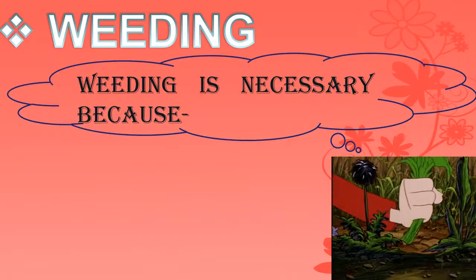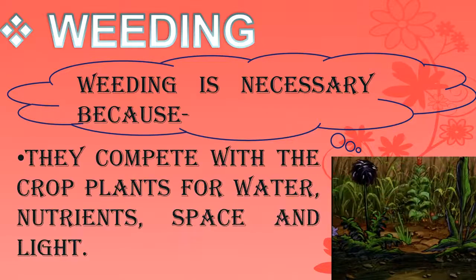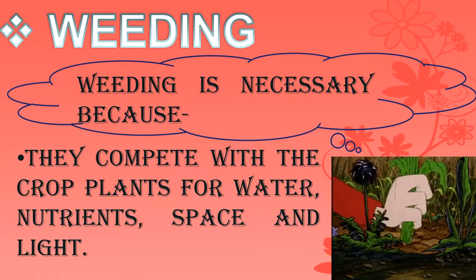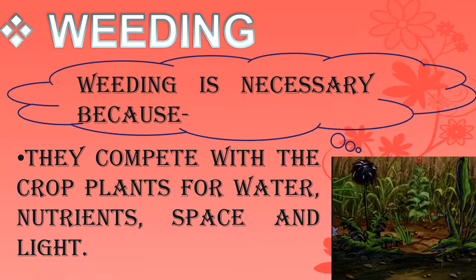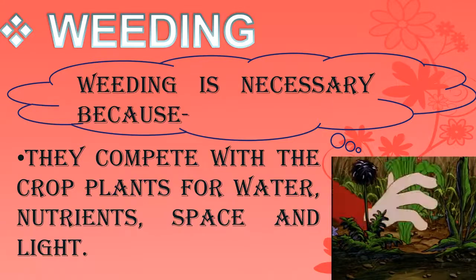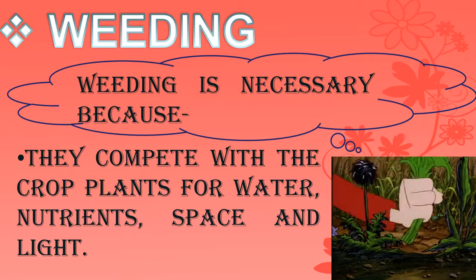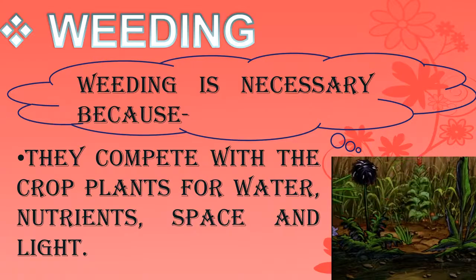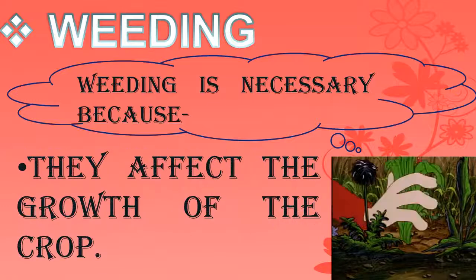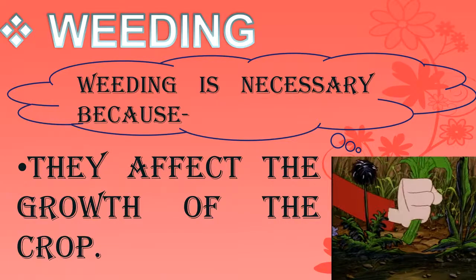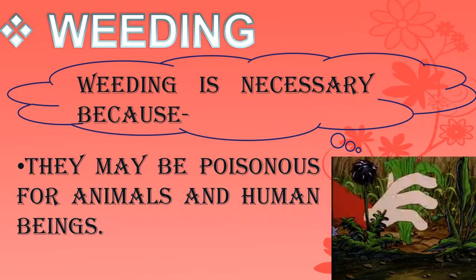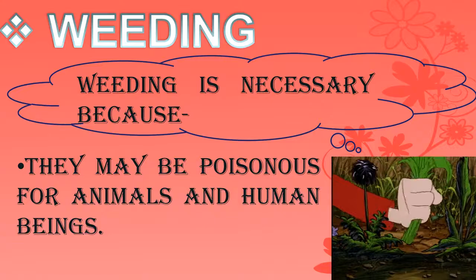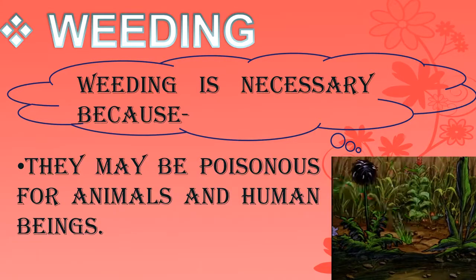Weeding is necessary because weeds compete with the crop plants for water, nutrients, space and light. In the presence of weeds, our crop plants do not get 100% of the available resources. They affect the growth of the crop. Some weeds are poisonous for animals and human beings. That's why they have to be removed from the field. But how?